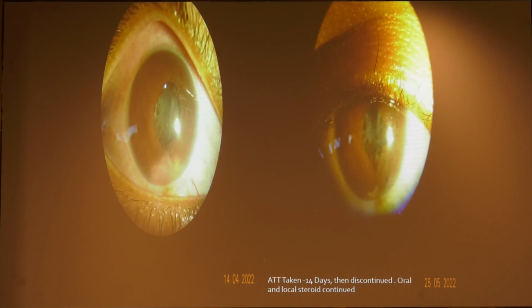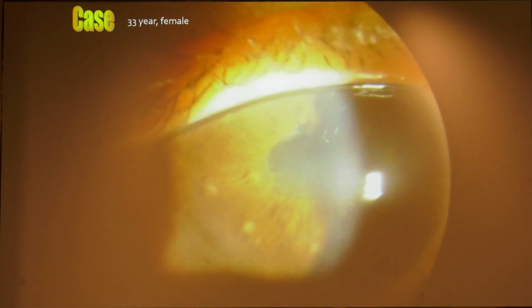Just after 4 days, there's a resolution of anterior uveitis, and by 14 days, the patient had completed her ATT, but suddenly she stopped the ATT for some complication. On follow-up, after 14 days, we have seen complete resolution of this active granuloma.